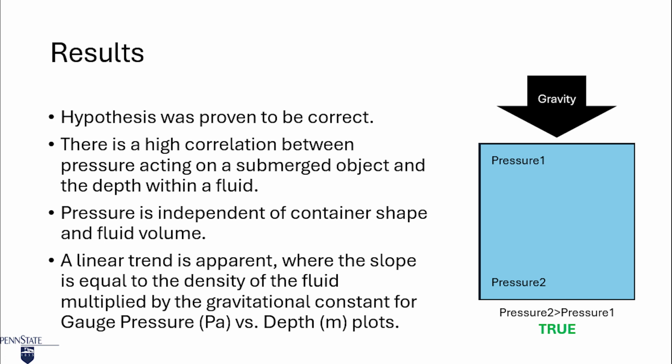We noticed that there is a linear trend that is apparent across all of the containers. This signifies that pressure does not depend on container shape or the volume of fluid in the container, but rather just the depth of the submerged object within each container. We noticed that the slope of the linear trend lines applied to each plot of pressure versus depth for each container was very similar to the density of water multiplied by the gravitational constant. Overall, we have concluded that our hypothesis is correct.